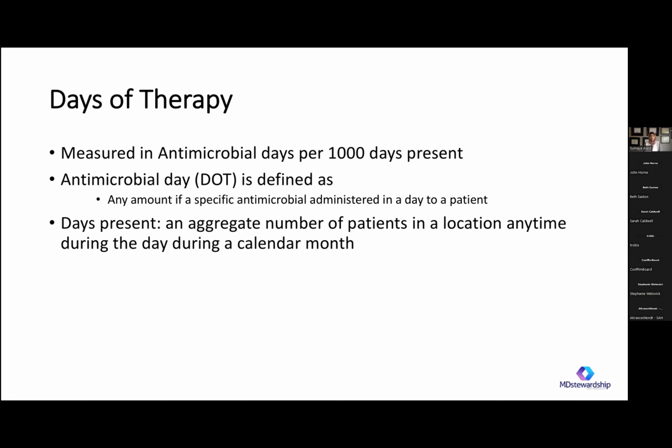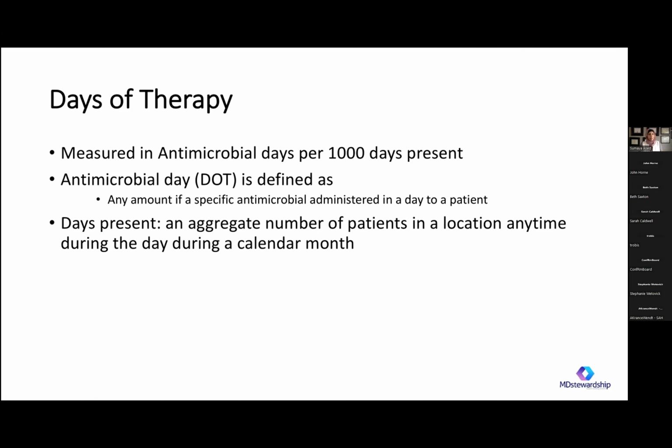For example, the first one is days of therapy, or DOT. This is measured in antimicrobial days per 1,000 days present. An antimicrobial day is defined as any amount of a specific antimicrobial administered in a day to a patient. And the days present becomes an aggregate number of patients in a location anytime during the day, during a calendar month. I know, very easy to understand, not. So these calculations are very cumbersome.